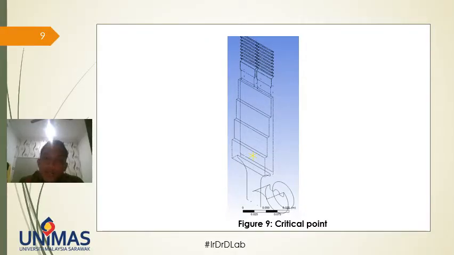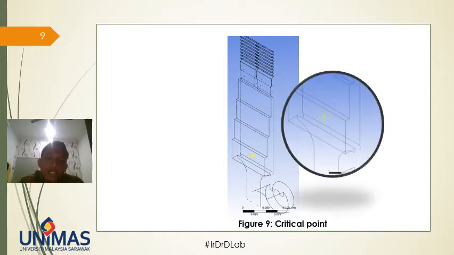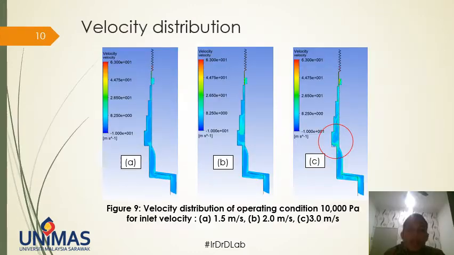This is where the critical point is located, at the very middle of the thickest spot of the test piece. So why did we choose the middle of it? Because from the previous literature review that I mentioned, it was found that most porosity is formed at that particular point. Next, the result showing the effect of modification of inlet velocity on the velocity distribution of molten metal.